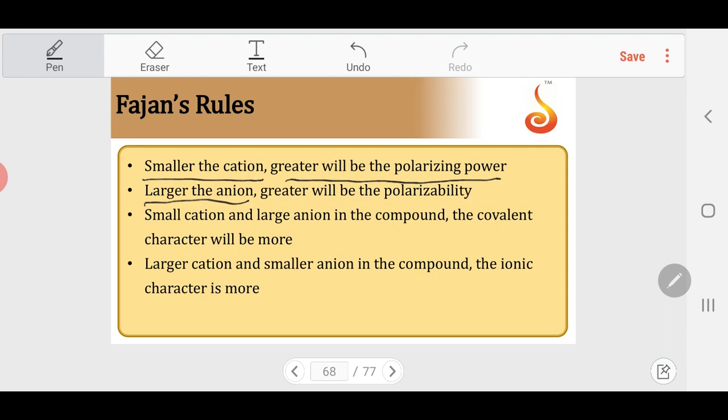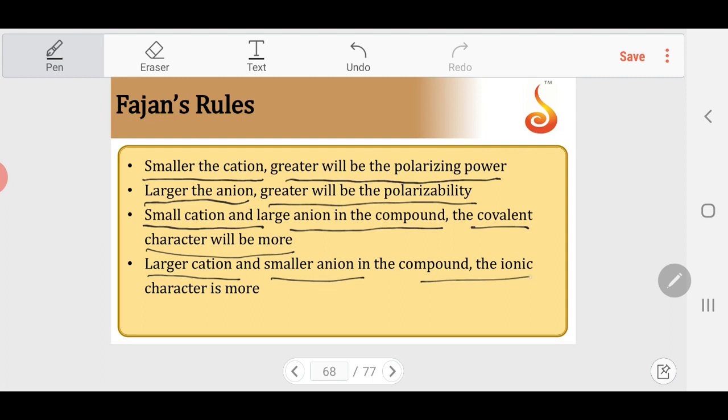If the anion is larger, the nucleus has less control over the outermost electron cloud, so the cation can distort the electron cloud easily. So the smaller the cation and the larger the anion, the polarization is maximum, and that will have higher covalent character. So this is nothing but Fajan's rule. With a small cation and large anion in the compound, the covalent character will be more. With a larger cation and smaller anion, the ionic character is going to be more. So if you are given 4 different molecules to find out the degree of covalency or ionic character, you have to go with the size of the cation and the size of the anion.